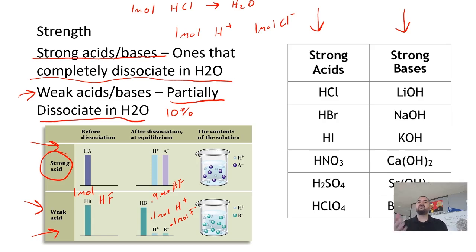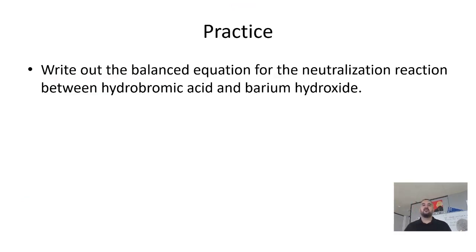Now, you're also going to need to know which ones are the strong acids and bases. You could get a question on identifying which one is a strong acid. Like the ACP always does that. Which of these is a strong acid or a strong base? And then you just got to circle the one that is. All right, so let's do some practice. Write out the balanced equation for the neutralization reaction between hydrobromic acid and barium hydroxide. I'm going to give you guys 4 laps, and then we'll go over this one.